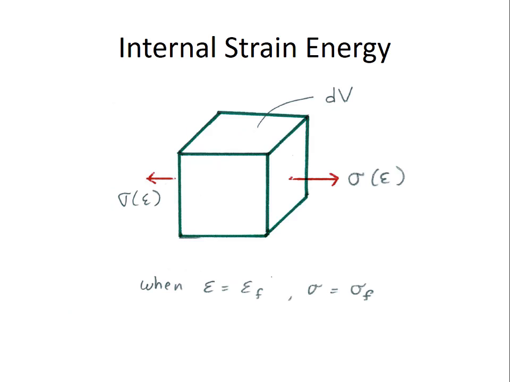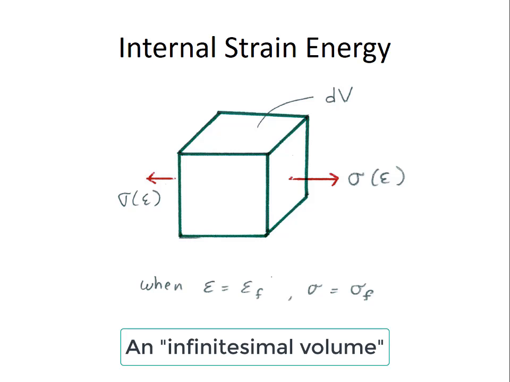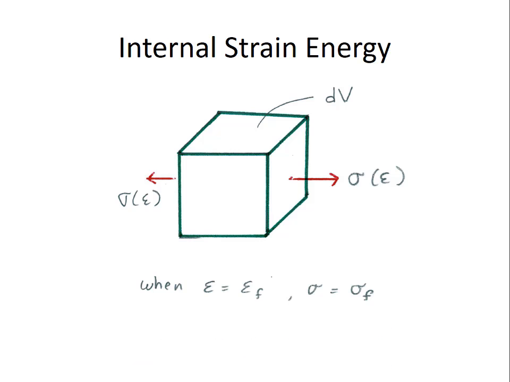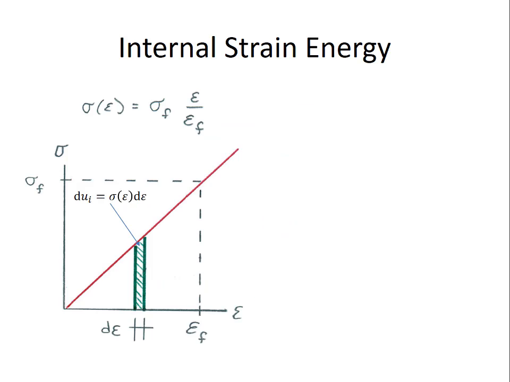Let's start looking at internal strain energy. What I've shown here is a small little cube of volume. That small little cube of volume is subjected to a uniaxial stress sigma, which is a function of the strain epsilon. Both bending and axial stresses are uniaxial. Similarly to the load, the stress gradually increases. So when the strain reaches some final value of strain epsilon F, the stress reaches its final value of stress sigma F. The plot looks very similar.